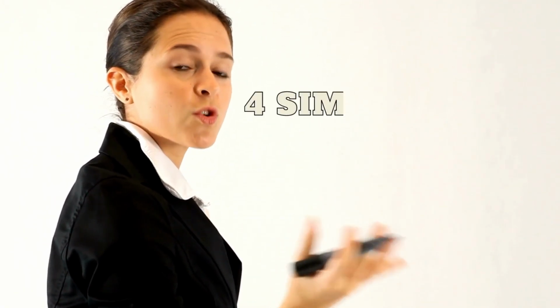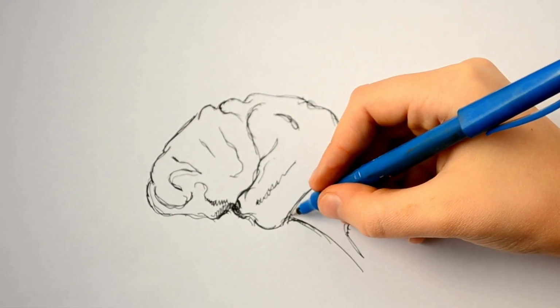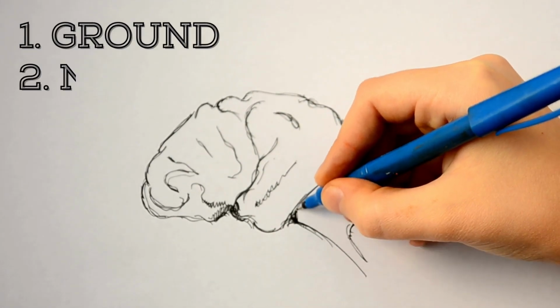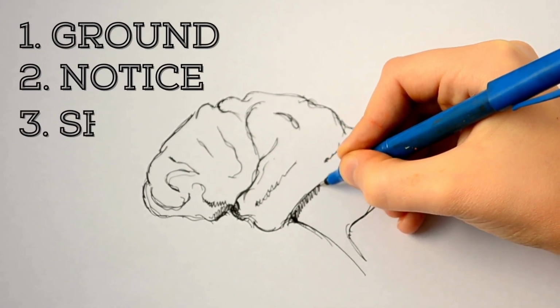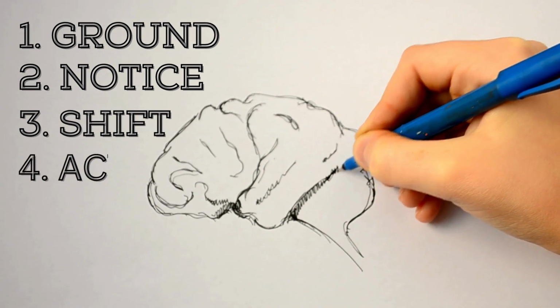Now in this video, I want to discuss with you how to break down the process of managing your anxiety into 4 simple steps. Step 1 is to ground yourself. Step 2 is to notice your anxious thoughts. Step 3 is to shift the narrative. And step 4 is to do something different.